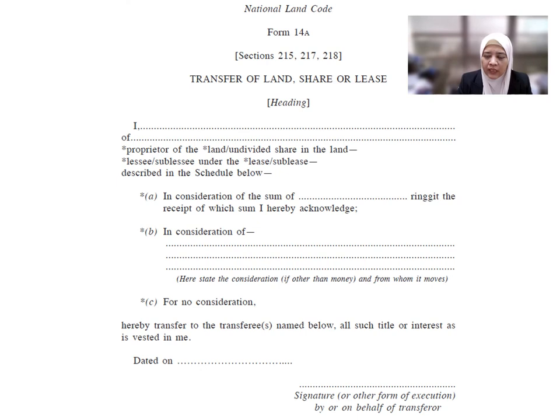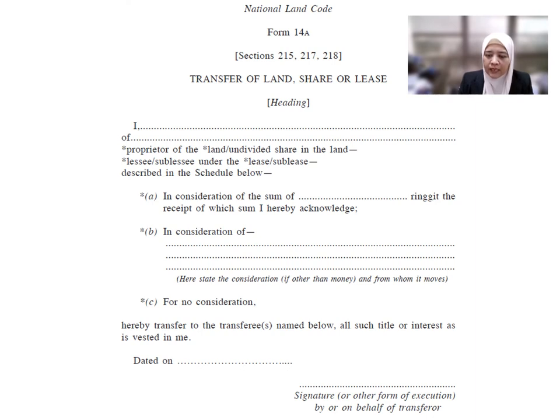So 14A is the form to be registered. Form 14A is the transfer of land, share or lease. Share here is for the undivided share. Just now remember, you can transfer your share but not part of your share; the whole of your share can, but not part of it. So here it shows: I, your name, this is your address, proprietor. Are you the proprietor of the land, or of the undivided share in the land? Or you want to transfer your lease, you are the lessee or sublessee under the lease or sublease described in the schedule below, ada below nanti.